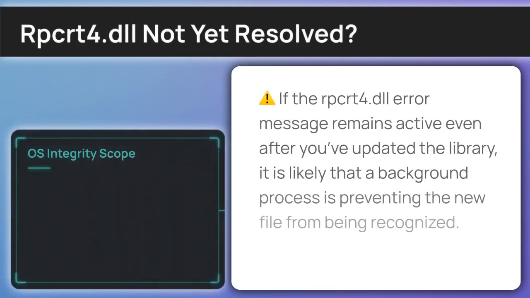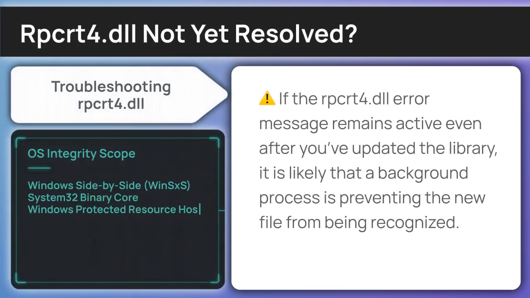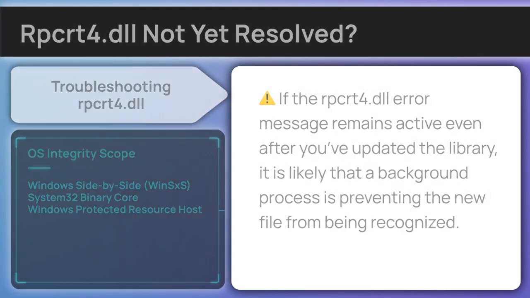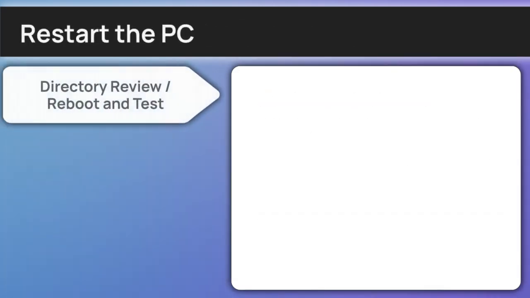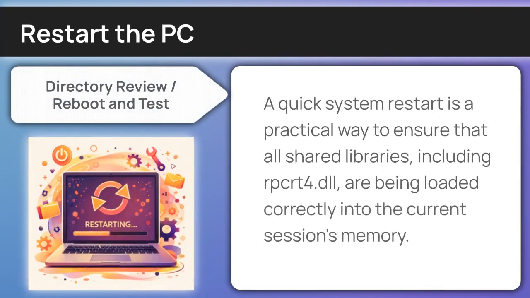If a standard reinstallation doesn't restore the library, we need to verify if the system environment is properly recognizing the new components. A quick reboot can determine if the error is transient. While it won't fix a deleted file, it can re-establish the connection between your software and the RPC Runtime 4 file if the path was temporarily busy.